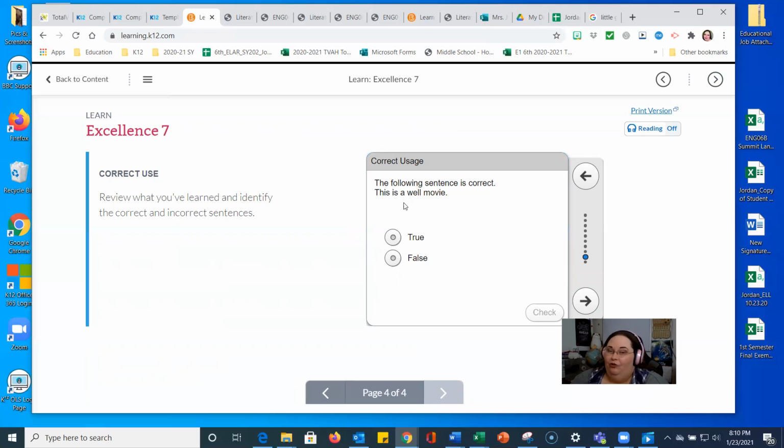The following sentence is correct. This is a well movie. True or false? Check your answer. If you got it right, even if you didn't, when you know the right answer, copy and paste it into your review document.